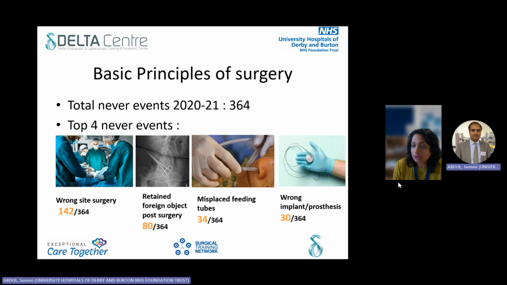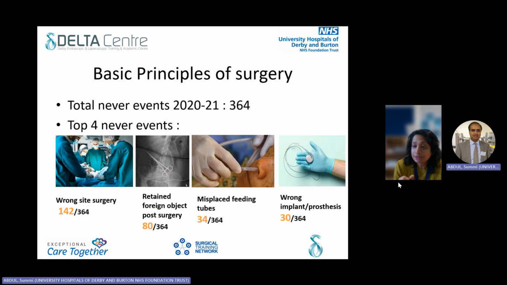So when we look at surgery, there are certain never events. The obvious ones are things like misplaced tubes or retained foreign body. But when you look at the top never events, actually wrong site surgery is fundamentally the most important. So lots of things need to come into place, because you really shouldn't be operating on somebody if you don't know why you're operating, what you're operating on, and principles like that.